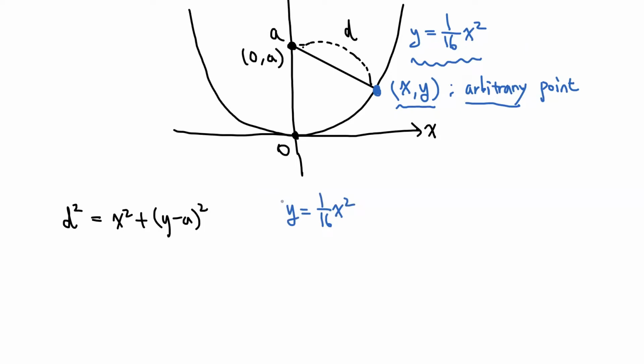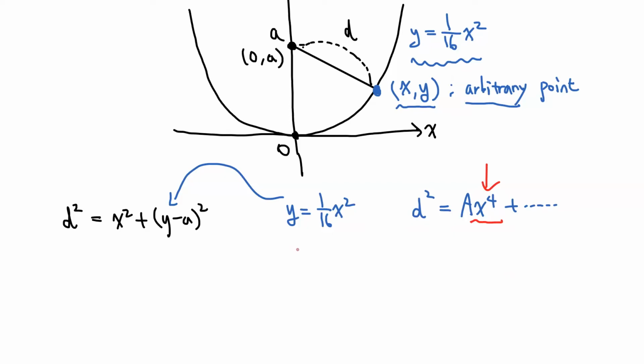Now some of you might want to use this relation to eliminate y and thus obtain d squared as a function of only x. However, if we do that, we obtain a quartic expression of x, which means d squared is given as something like this with x to the power of 4, which is actually not that difficult to deal with in this particular problem, but can become quite complicated occasionally.